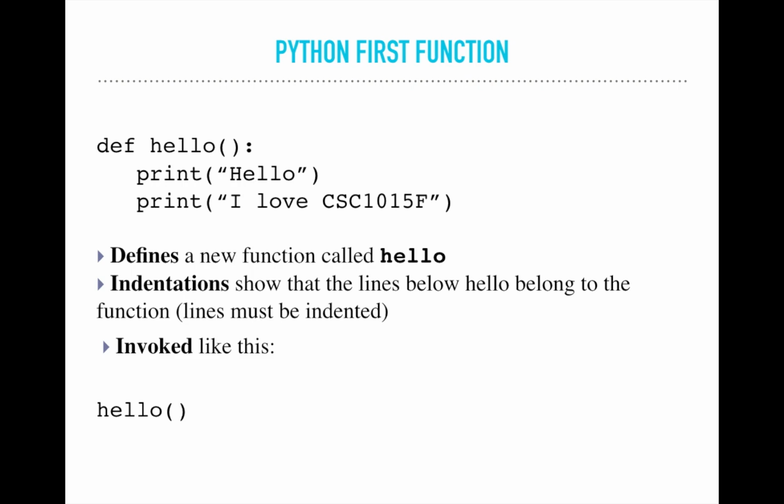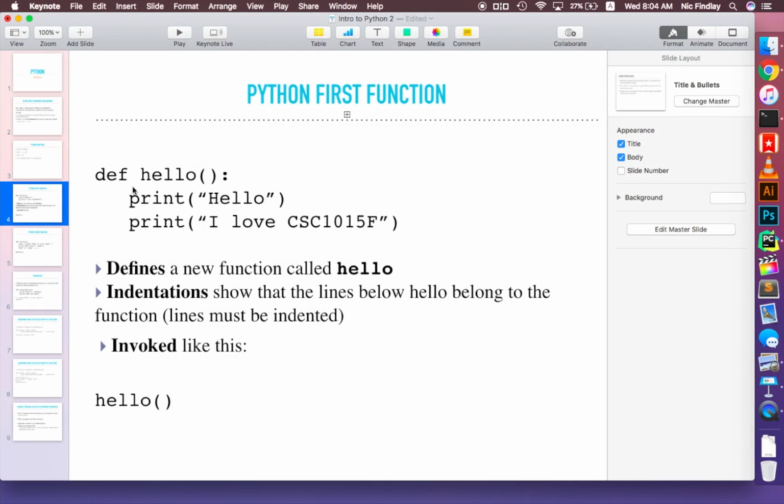So let's look at our first function. This is the hello, I love CSC 1015F, which is the class which I took, because I am copying these slides, kind of. I actually can't use my mouse pointer, so I'm going to go into this mode. So how to define a function? Def defines a function hello. This can be your function name, so you can make it anything. You can make it name, you can make it hello, you can make it hi, whatever.